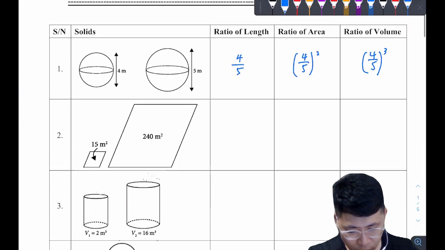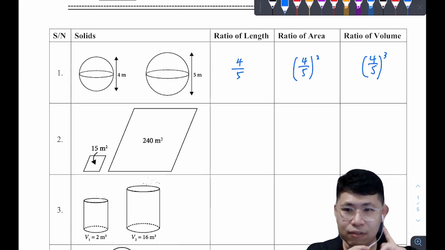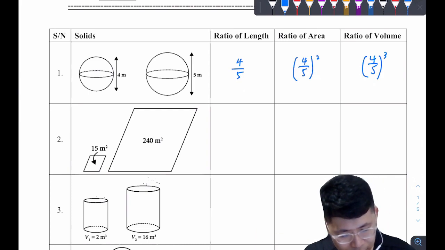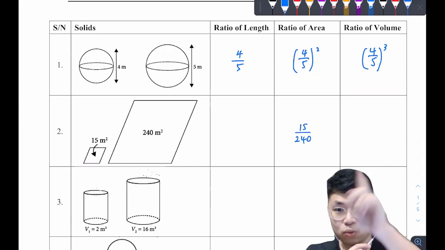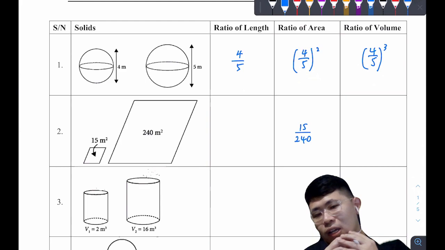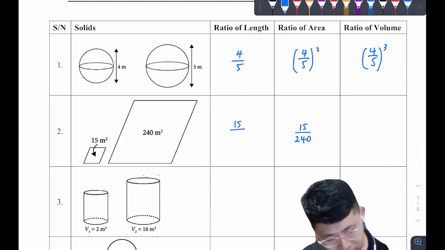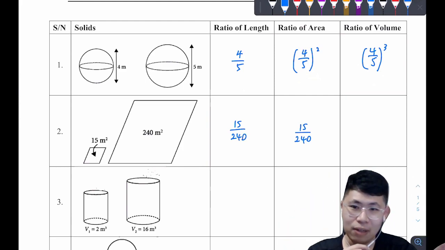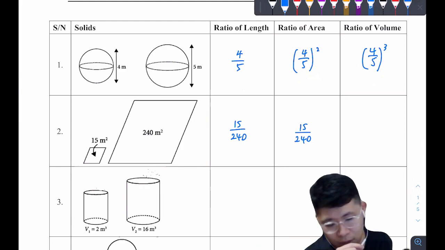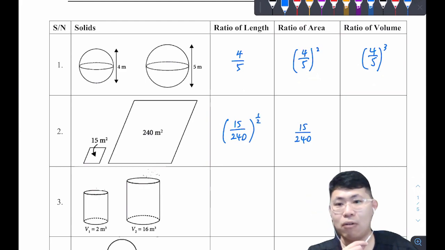Same thing over here. Let's say now we are starting with area. The ratio of area is 15 over 240, so this is going to be two dimensions. How do we express the ratio of the length? The lengths need to be squared to get the area, but now with the area, how do we go back? We need to square root. Technically, square root is just power half.